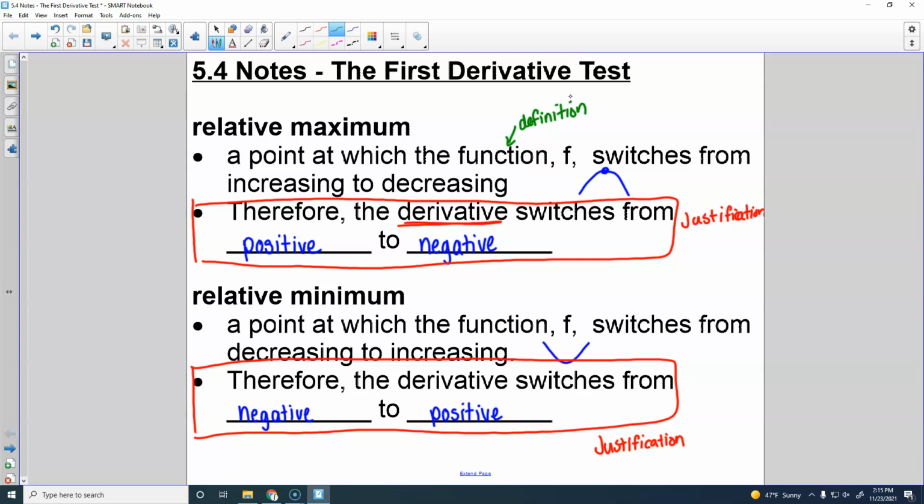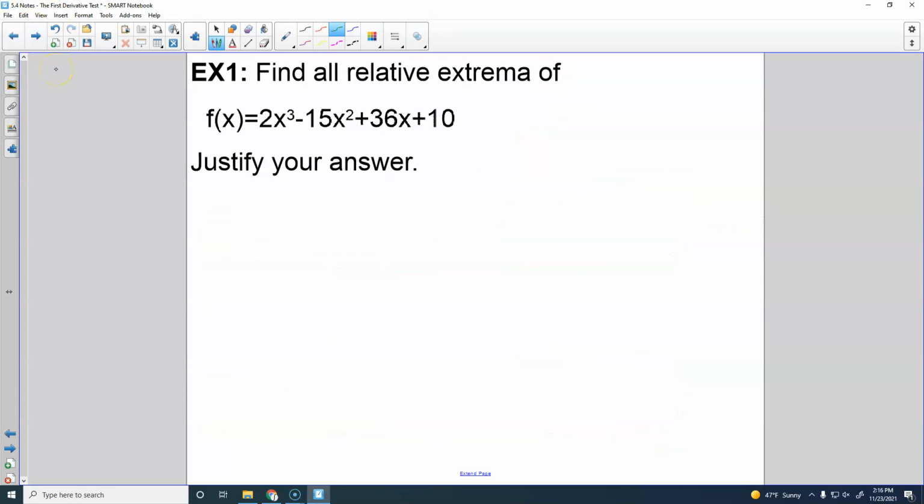Same is true for increasing and decreasing, but you're less likely to make that mistake there. You have to talk about the derivative when you're finding a relative maximum or minimum. So let's look at a problem that you're going to see here.